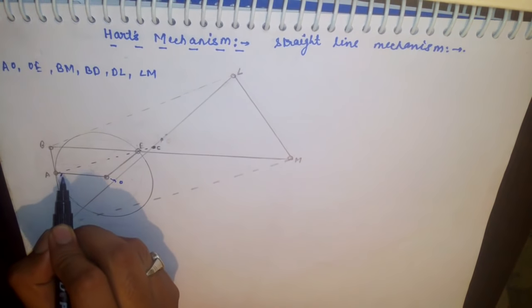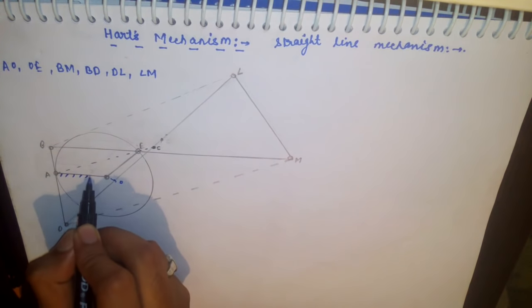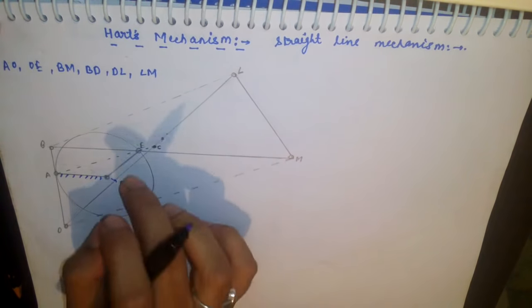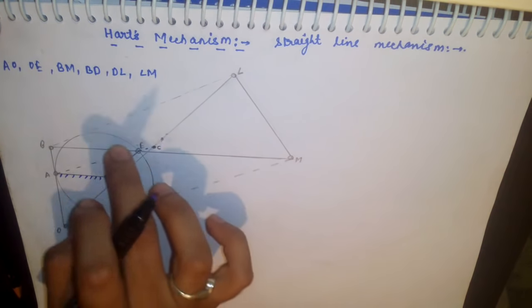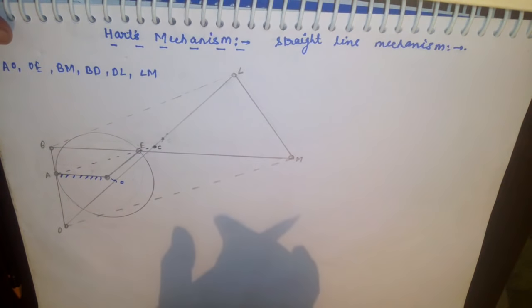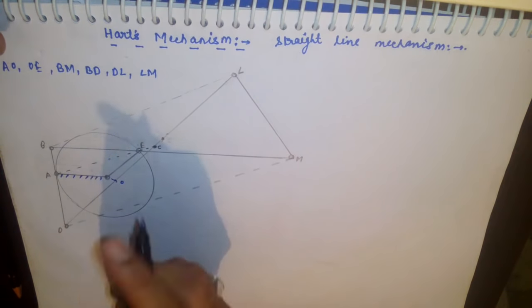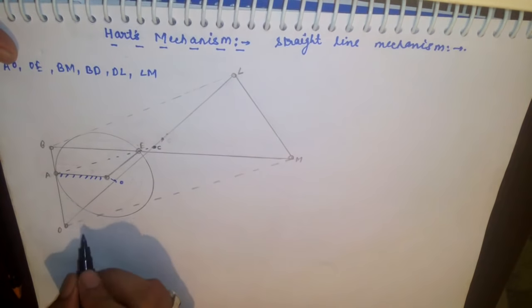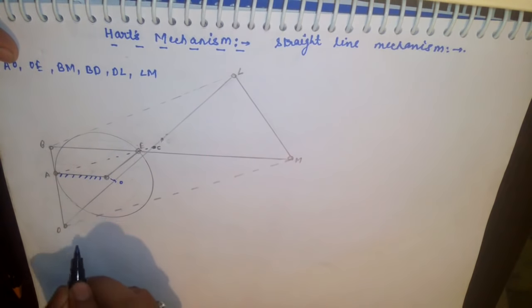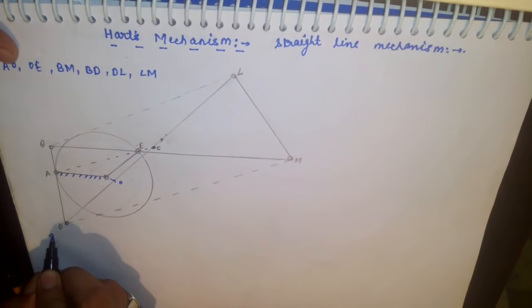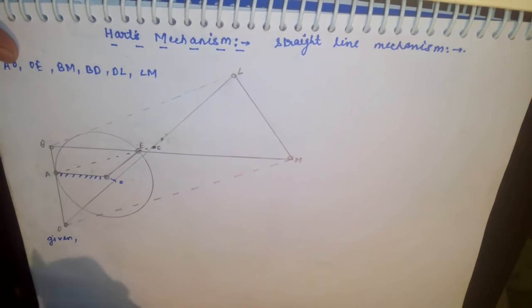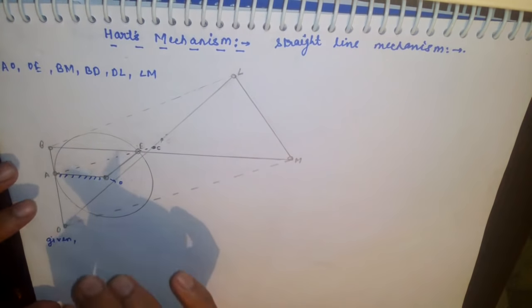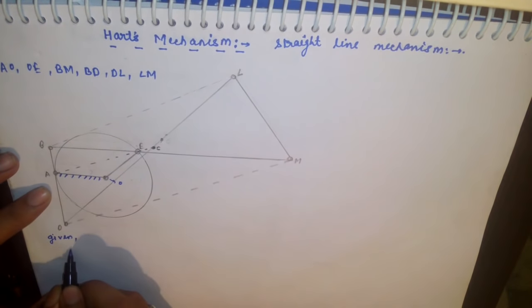in which link OE is fixed and point E rotates in a circle. And in this mechanism the point E and point A are fixed in such a way that certain things are given. If I write given, what are the things that are given?